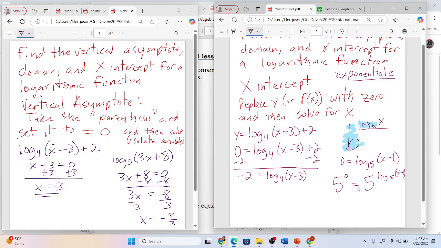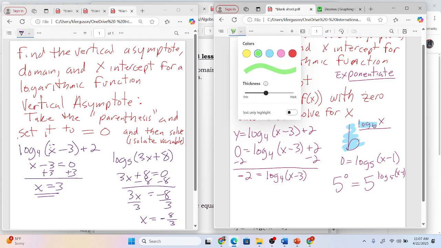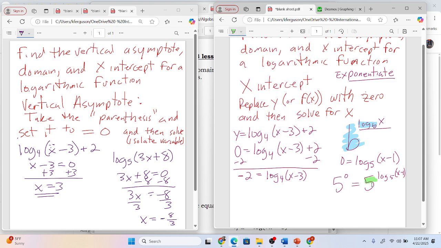So what ends up happening is I'm going to ignore the left side for a minute and just talk about this. Because I get to choose what operations I do when I have an equation. So I'm choosing to exponentiate, to make both sides an exponent of 5. I chose that. And when I do that, this 5 and this log of 5 cancel, not the whole thing.